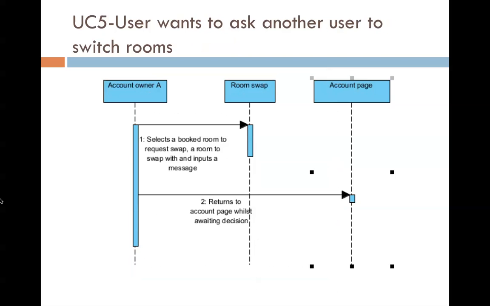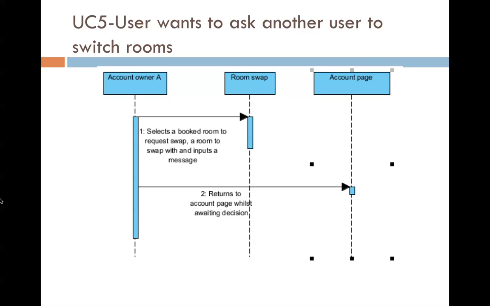Use case 5. For the account owner to request another user to swap rooms, they would select a book room, then select swap and input a message. These details will be passed to the original booker who has the choice to either accept or deny the swap. The account owner who requested a swap will then be notified of the result of the swap once the original booker has made the decision. Till then, the status of the swap will be shown as pending.